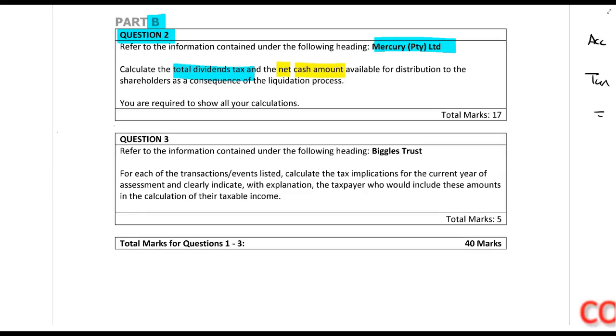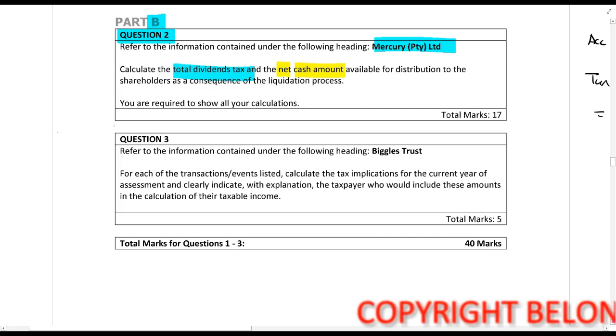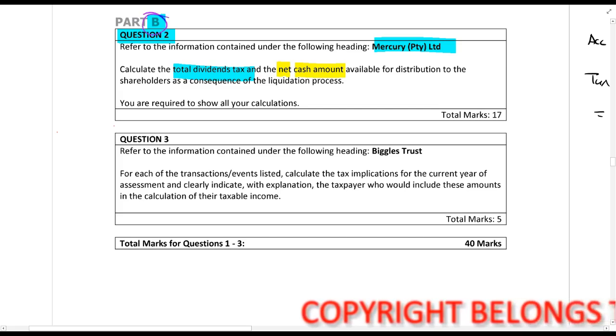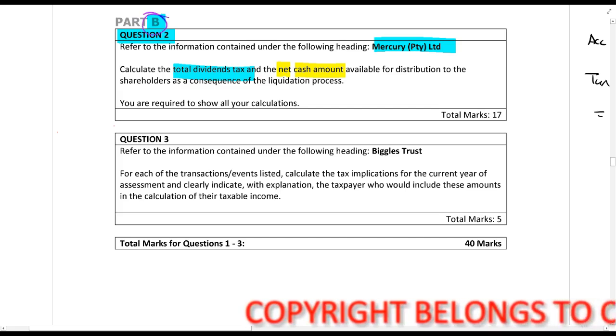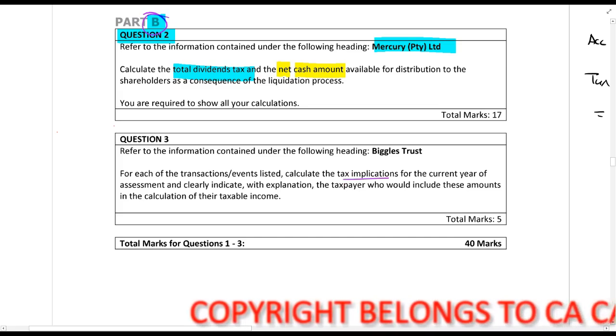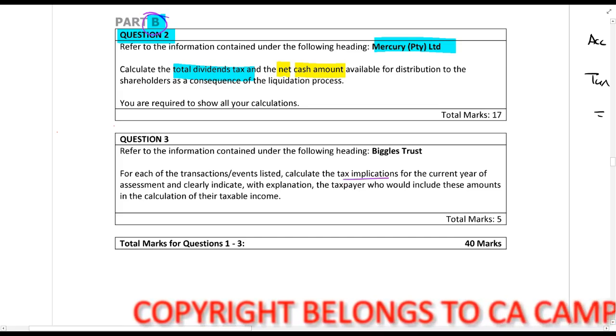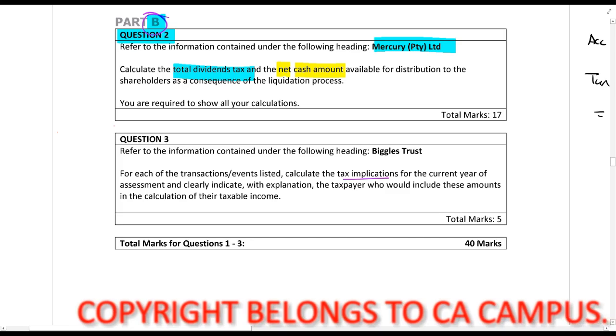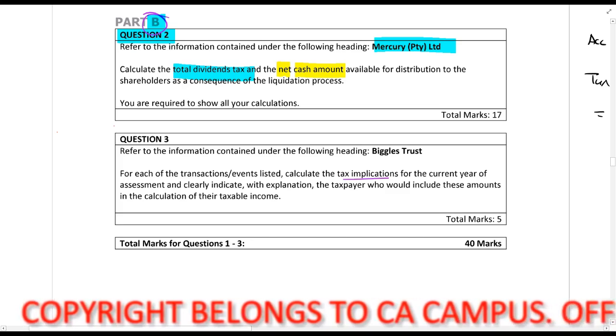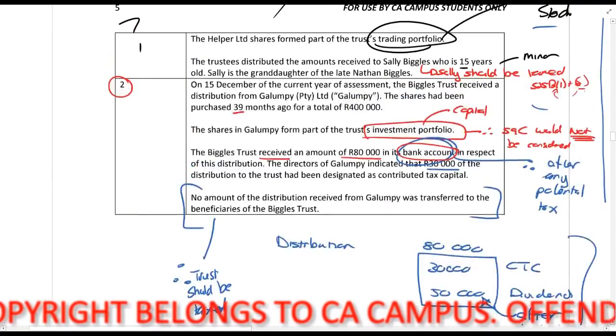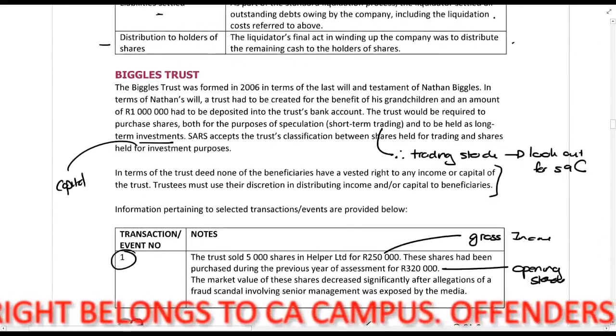Question 3 says, refer to the information contained under the following heading, the Biggles Trust. So this is also under Part B still. For each of the transactions or events listed, calculate the tax implications for the current year of assessment and clearly indicate with explanation the taxpayer who would include these amounts in the calculation of their taxable income. Okay, so it's the Biggles Trust over here.